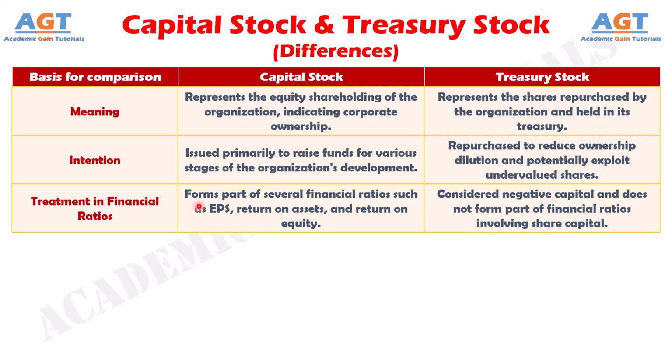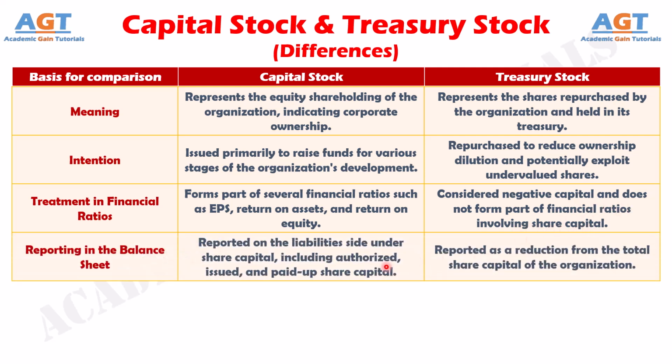Number 3. Capital stock forms part of several financial ratios such as EPS, return on assets, and return on equity, whereas treasury stock is considered negative capital and does not form part of financial ratios involving share capital.